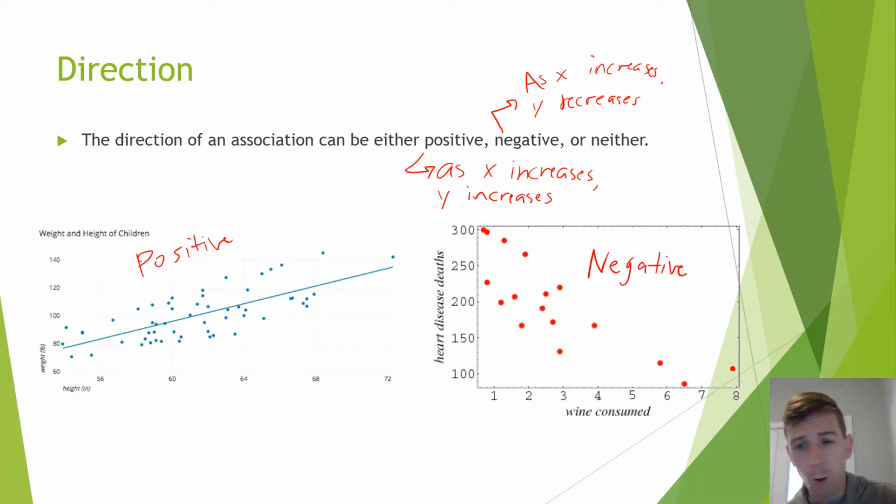Neither could take the form of a cloud of points, where there's no real direction, or it could not be linear. It could go up and then back down like a quadratic or something like that. So that's really all that you could do for direction. Just think about it as either positive, negative, or neither.